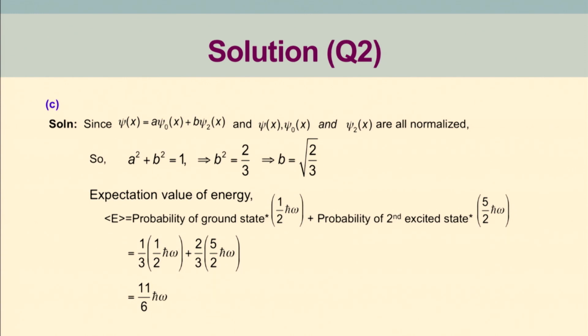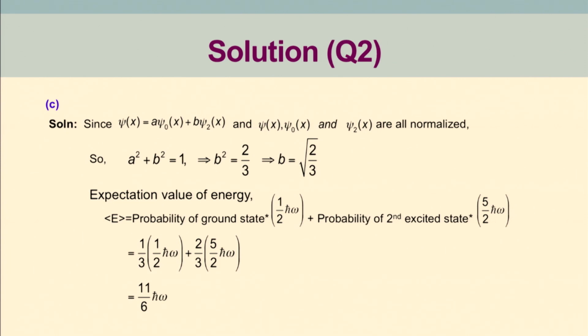Sorry, it looks like half h cross omega is on the up, but it is nothing but multiplication of the probability of the ground state multiplied by half h cross omega, plus the probability of the second excited state multiplied by 5 by 2 h cross omega, because 5 by 2 h cross omega is the energy of the second excited state and half h cross omega is the energy of the first excited state.